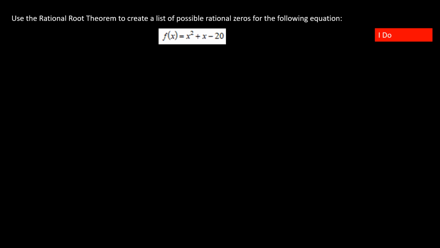So this one says, use the rational root theorem to create a list of possible rational zeros for the following equation. Now, I apologize, we didn't spend any time on the rational root theorem. We ran out of time in this unit before we got there.